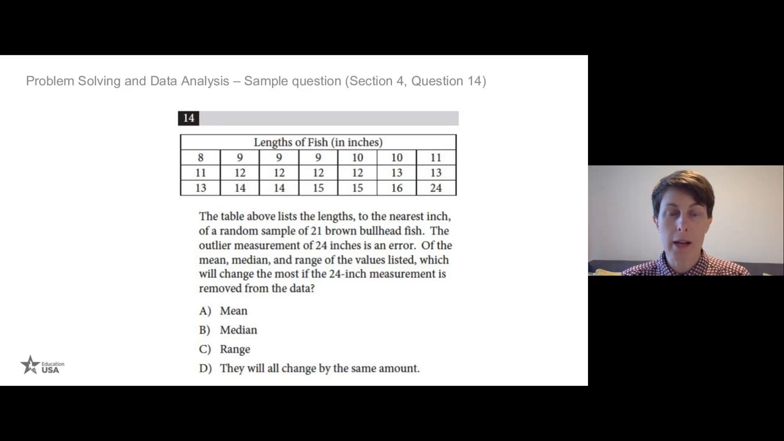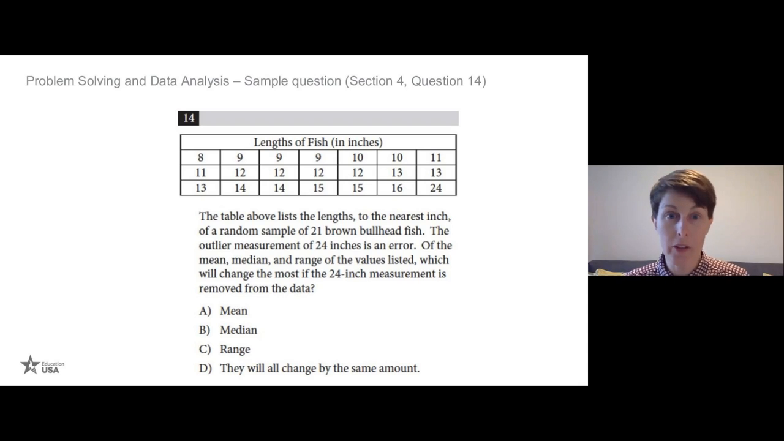Solving problems in data analysis. Here's a good example of the kind of sample question you'll encounter. You can see there's a table, and typically what's going to happen is you first glance over the table. You can get a sense of what this is about: length of fish in inches. There's a bunch of numbers.